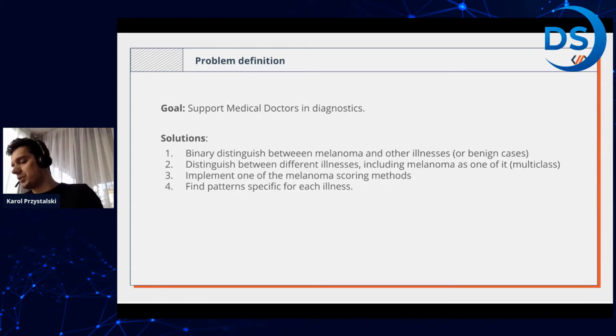Or we can also find patterns that are specific, for example, to melanoma or other skin illnesses. For melanoma, we have more than 30 different patterns. There are even special books for that, the atlas of patterns, where you can find all of the patterns that are specific for melanoma, and also the patterns that are specific for non-cancer illnesses as well. So these are the possible solutions we can implement to support the doctors.